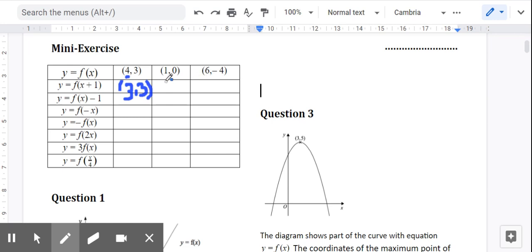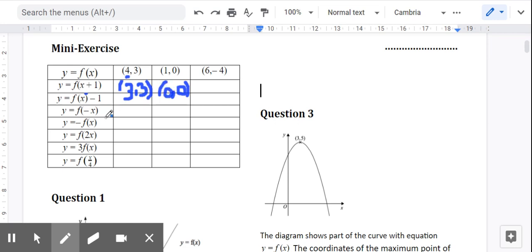Let's look at (1, 0), the transformation of (1, 0). For this, there is no transformation outside the brackets, so y remains the same. And as I said earlier, the transformations inside have an inverse effect. So the opposite of plus 1 would be minus 1. So 1 take away 1 gives you 0.